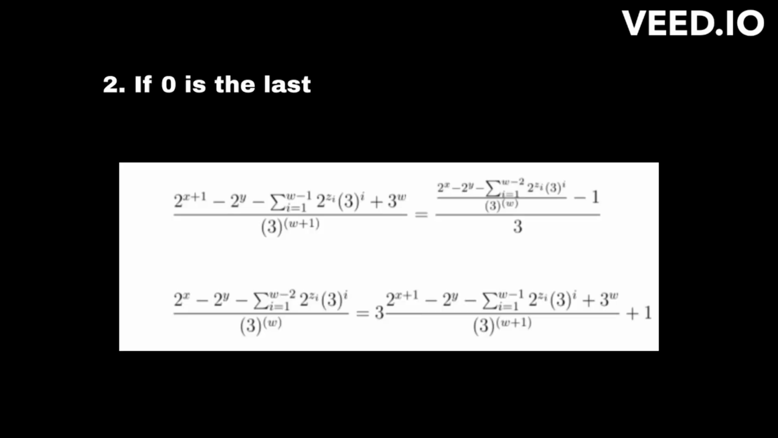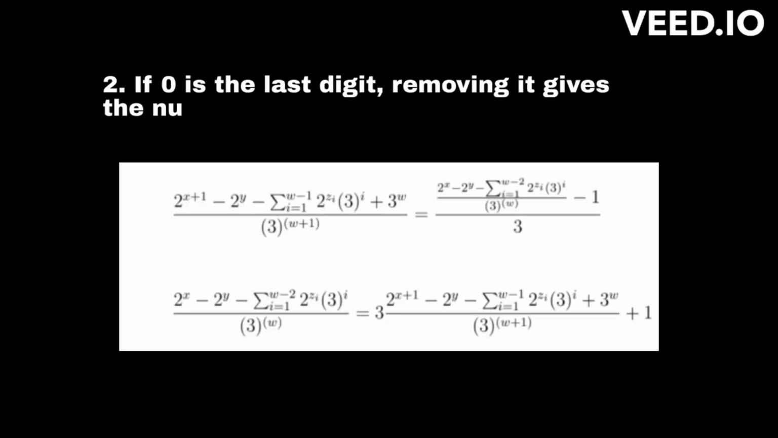Number 2 is that removing a 0 as the last digit gives the next number in the hailstone sequence. This has a slightly more than trivial proof given below for reference.